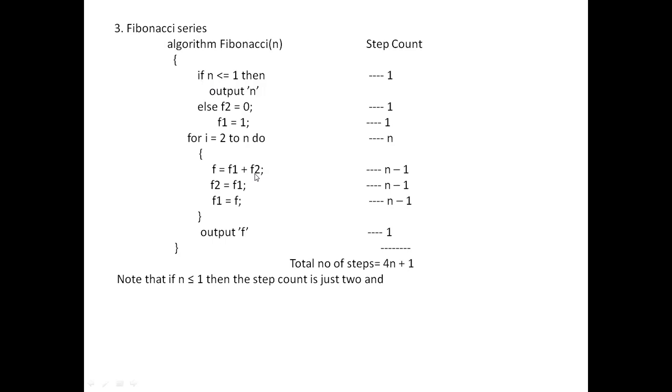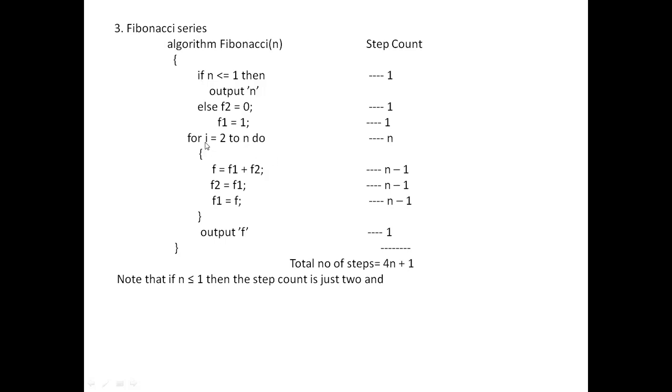So we have an algorithm for this Fibonacci series, and let us see what the step count of this Fibonacci series is. Okay, if n is less than 1, for conditions, what I told you, the step count is 1. So the step count is 1. Output statement. Here you see F2 is equal to, it is an assignment statement, so the step count is 1. F1 is equal to 1, the step count is 1.